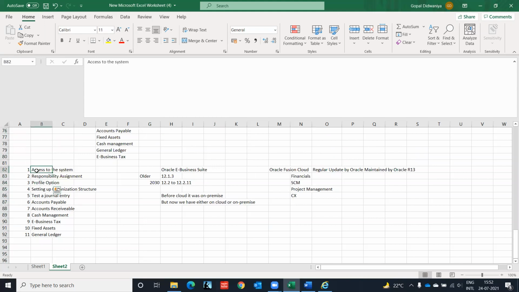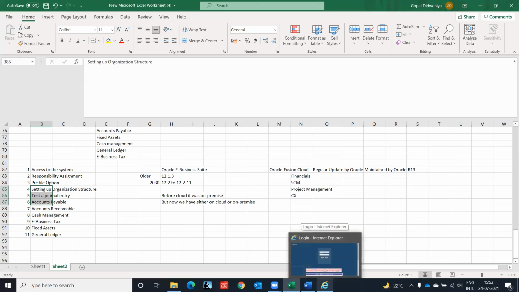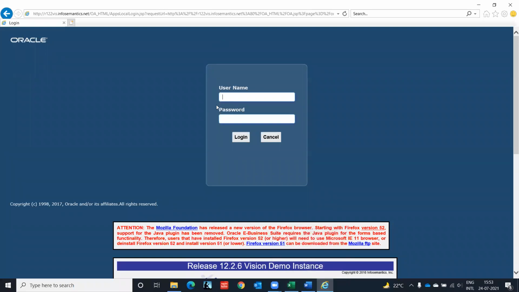I will cover just these two things now: access to system, responsibility assignment, and profile option. From tomorrow, we will continue the other parts. We will complete partial accounting, accounts payable, only a few parts, because from Monday we will join the next group where I am going to start maybe accounts receivable. So till tomorrow accounts payable, then we'll start accounts receivable.